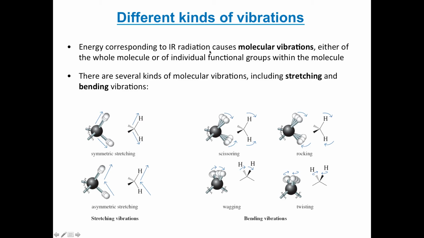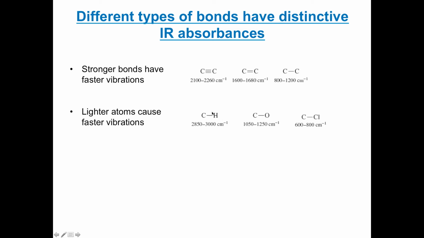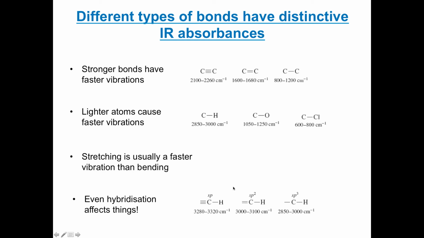Basically, I already told you that energy corresponding to IR radiation causes vibrations, and several different kinds of molecular vibrations are possible. For example, you can have symmetric stretching or asymmetric stretching, you can have scissoring, rocking, twisting, wagging. Lots of different kinds of cute little molecular motions that can occur that have different energies. And it turns out that different bonds have distinctive IR absorbances. It's affected by things like the strength of the bond, so stronger bonds have faster vibrations. It's affected by the masses of the two atoms, so if one of the atoms is very light, it'll cause a faster vibration. Stretching and bending are slightly different from one another. Even hybridization can affect things.